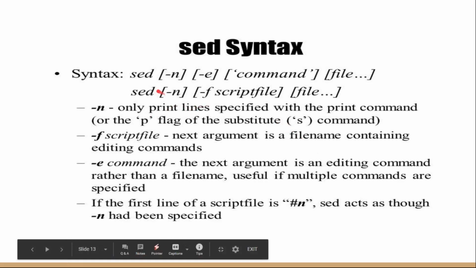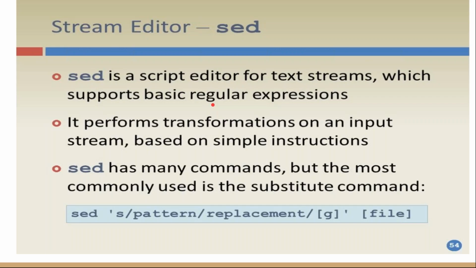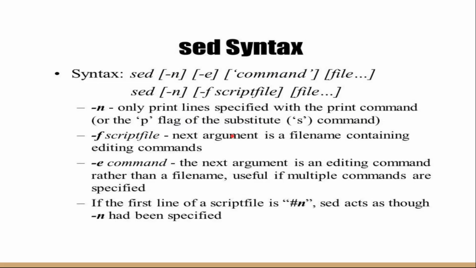There are a few options with sed. This is your command and this is your file, your scripting file. Then the N option is to print the lines. When you use N, that means you are printing specific lines with the print command. There is also one option called P. The P flag is for substitution with the S command. I'll show you the example. P is for printing.